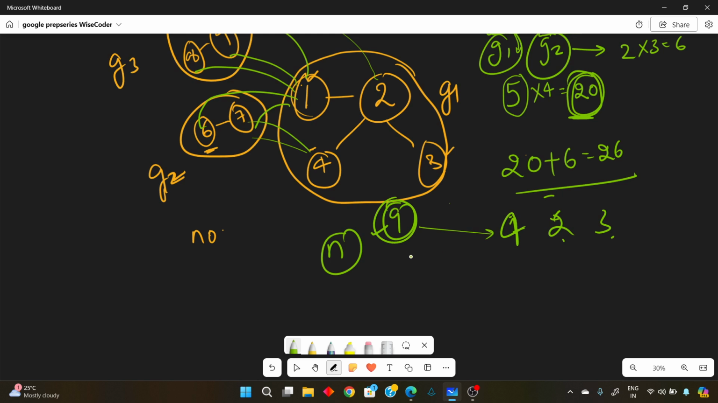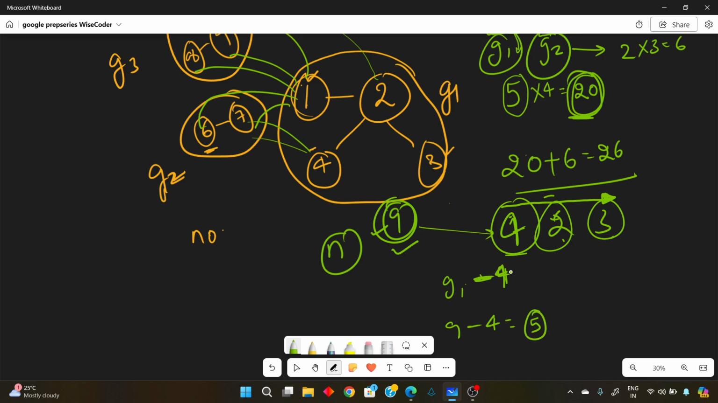So what is there? Total number of people, how many are there? 9. Basically, you have an array which stores how many people are in each group. In group 1 we have 4, group 2 we have 2, group 3 we have 3. So you'll iterate through them. In group 1 I have 4 people. Total people are 9. So how many are remaining? Remaining are 9 minus 4, 5.